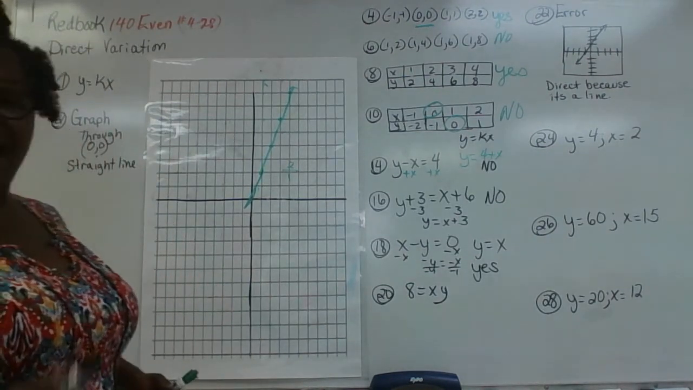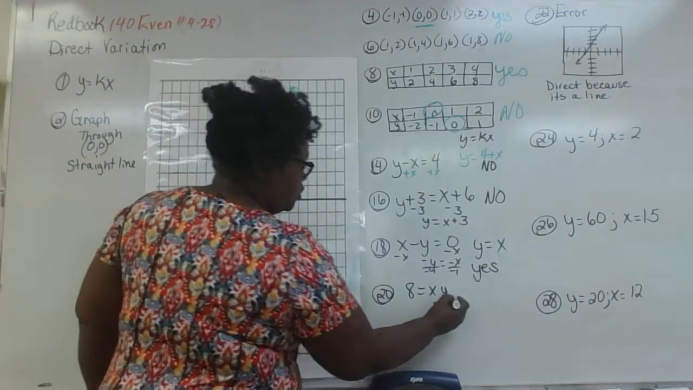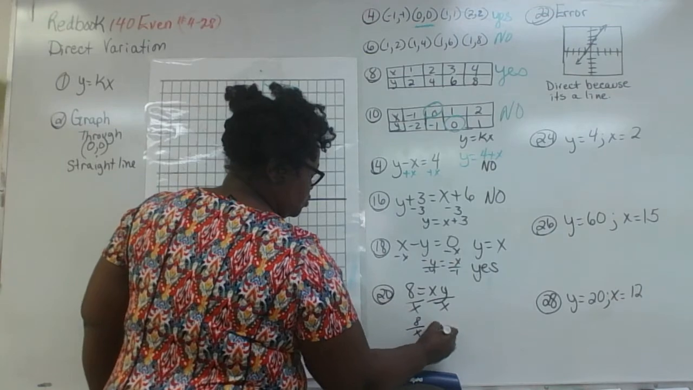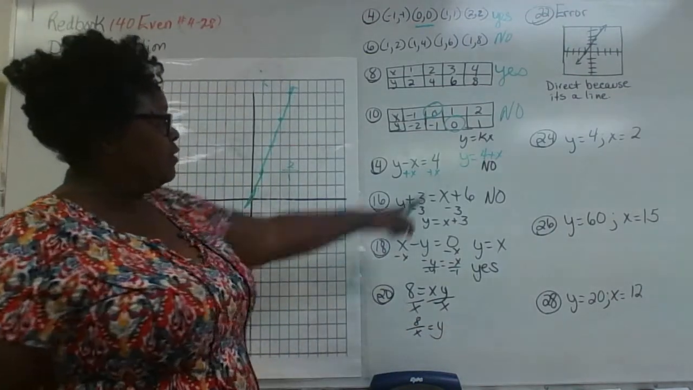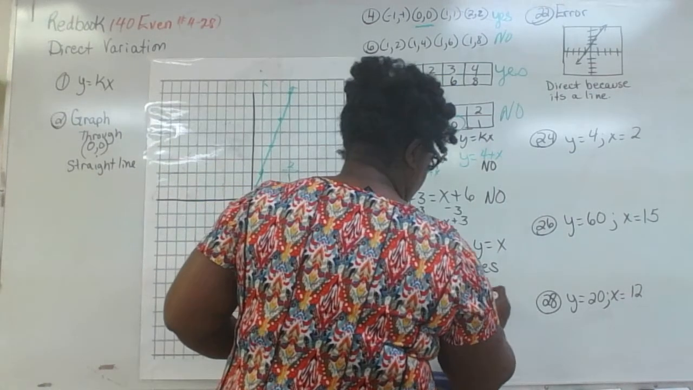All right, let's take a look at number 20. Well, once again, we want to isolate y. So instead of multiplying x to the y, we're going to divide both sides by x, and therefore 8x is equal to y. Is it in direct variation form? In this case, for number 20, the answer would be a no.